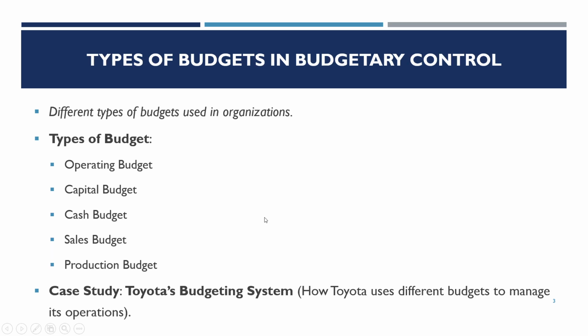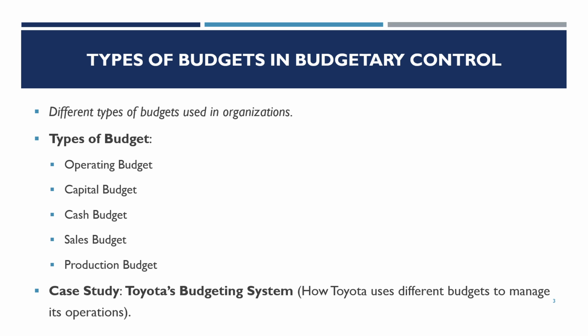Now, in today's lecture, we are going to study from the second unit. First unit we have already completed. In unit number two, one point remains, that is types of budget in budgetary control. So that point we will cover and then we will go to unit number three.